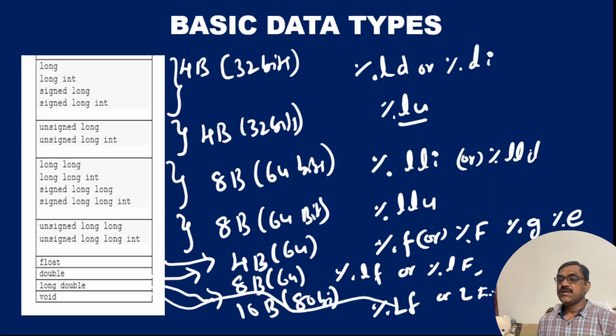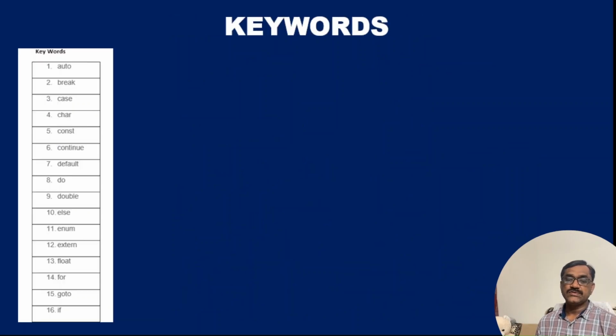Now, the last data type is void. It is not going to take any size. Why? Because we call it an empty data type. So these are the data types which come under basic. We will discuss the void data type in coming sessions. After completing these primary data types, we are moving to keywords. Why? Because to discuss derived data types, we need some time. So for that, we are moving to keywords.